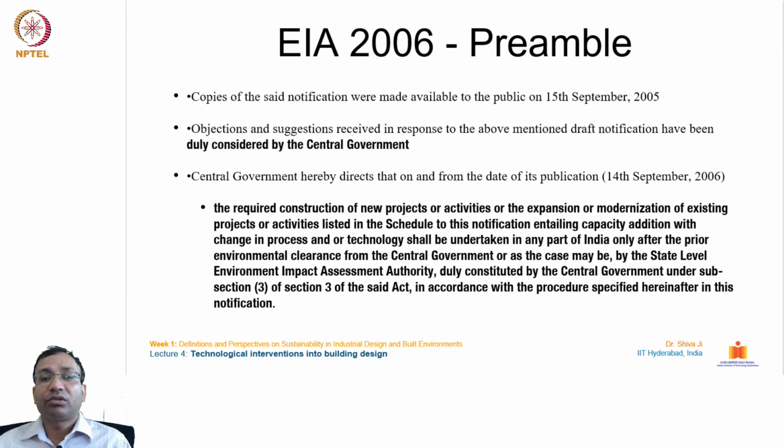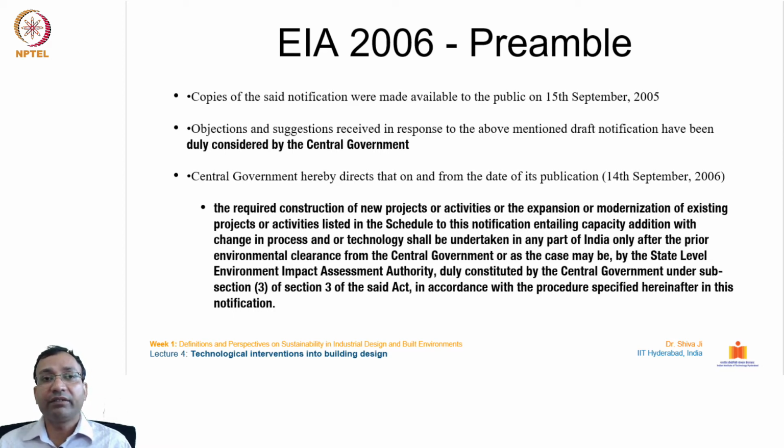So if you see the EIA 2006 preamble, what it says is that the copies of the said notification were made available to the public on 15th September 2005. A standard practice in such activities is to involve stakeholders, and the major stakeholder in any such environmental activity is the public itself, because all of these developmental activities are for the public's benefit, and are largely supported by taxpayers' money. So any developmental activity is responsible and answerable to the public. So the public must preview such environmental assessments, and they must approve before going ahead with the developmental activities. As an honor to that philosophy, this preamble was made available for viewing by the public on 15th September 2005.